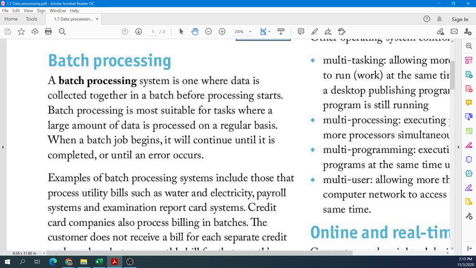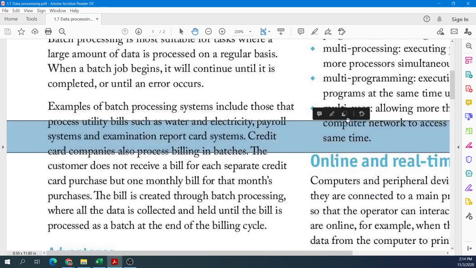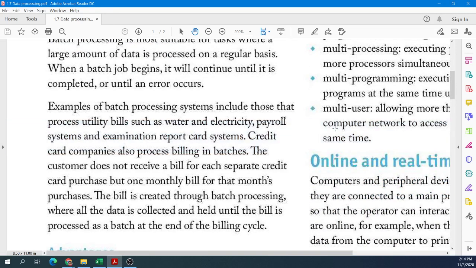Batch processing. A batch processing system is one where data is collected together in a batch before processing starts. Batch processing is most suitable for tasks where a large amount of data is processed on a regular basis. When a batch job begins, it will continue until it is completed or until an error occurs. Examples of batch processing systems include those that process utility bills such as water and electricity, payroll systems, and examination report card systems.